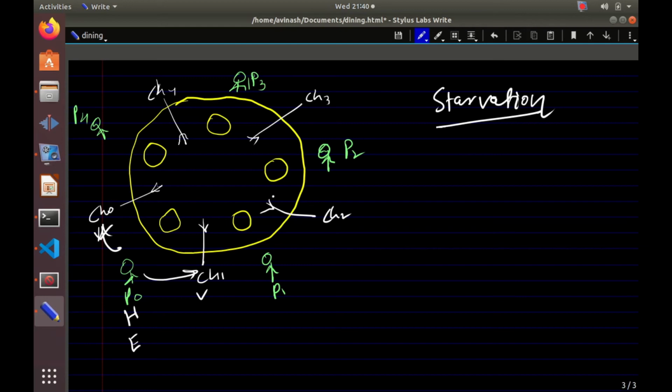Then P1 will be in the hungry state and he doesn't have the chopsticks available, so he will go into the waiting state. Then what will happen? P2 is also in the hungry state and he has both the chopsticks available, so he will acquire the chopsticks CH3 and CH2 and go into the eating state. From the hungry state he will change his state to eating.